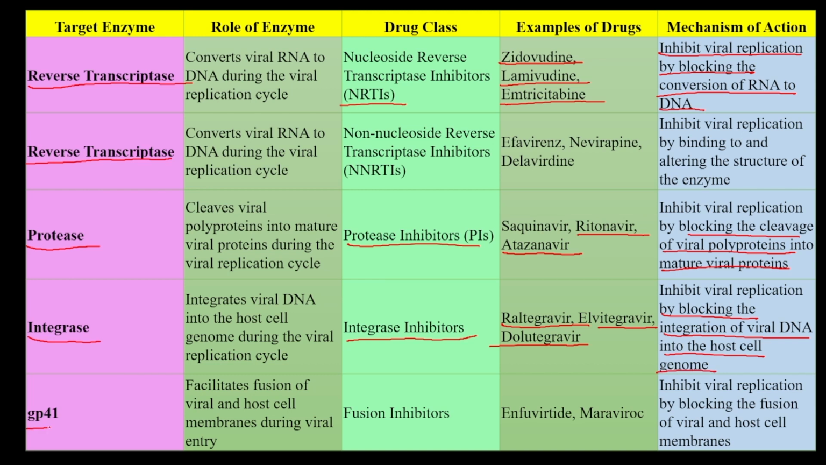Then you also have gp41. For gp41 you can use fusion inhibitors, and these are the two inhibitors you can use. These are the two drugs in circulation, and they inhibit viral replication by blocking the fusion of the viral and the host cell membranes.